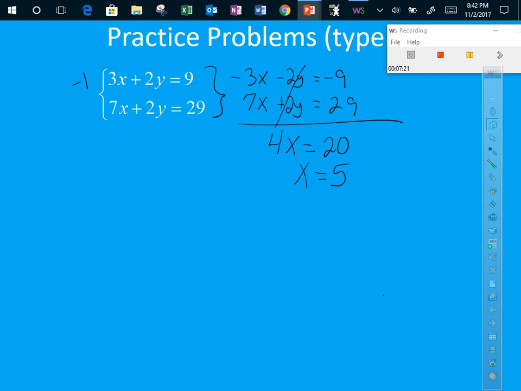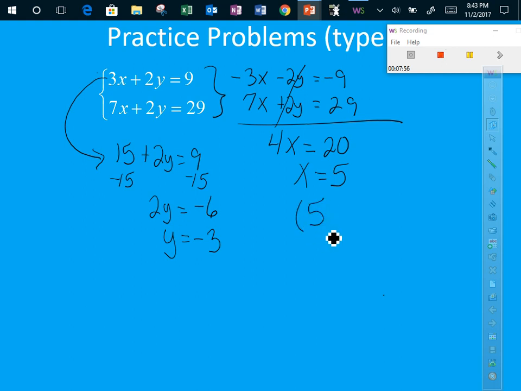To get your y value then, plug this 5 into either one of these equations. It does not matter which one. This time I'm going to use the first one just to do something different. So I'm going to plug a 5 right where the x is. So 3 times 5 is 15 plus 2 times y equal 9. We're going to minus 15 from both sides and get 2y equal negative 6. Divide both sides by 2 and get y to be negative 3. So my ordered pair this time, x was 5, y was negative 3.